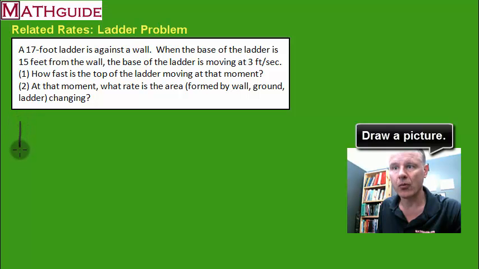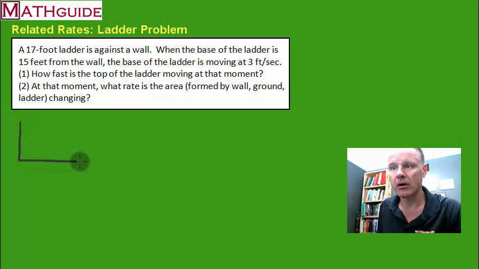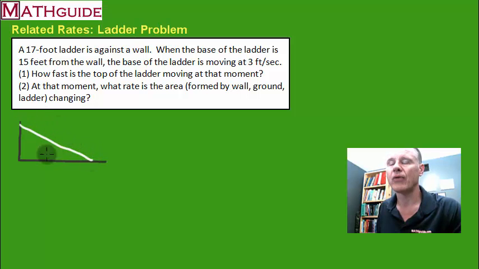So here's the wall, here's the floor. Wow, I'll never draw it that straight ever again. Okay, and let's say I've got a 17-foot ladder. So there's this 17-foot ladder, resting up against the wall and the floor. So it's 17 feet, so I'm going to put that in there. And they give us some information.